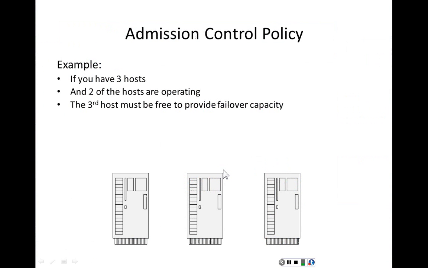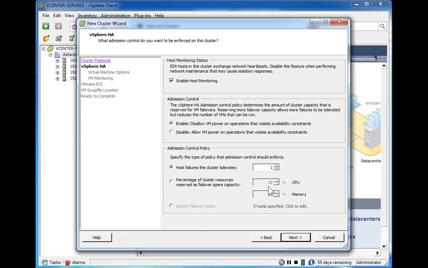Here's the example. If you have 3 ESXi hosts and 2 of the hosts are already operating, then the 3rd host must be free to provide failover capacity. They don't call it a standby ESXi host, but essentially it means you have an extra ESXi host in case one of these 2 crashes. That's what's meant when you set the host failures the cluster tolerates configuration parameter to 1.